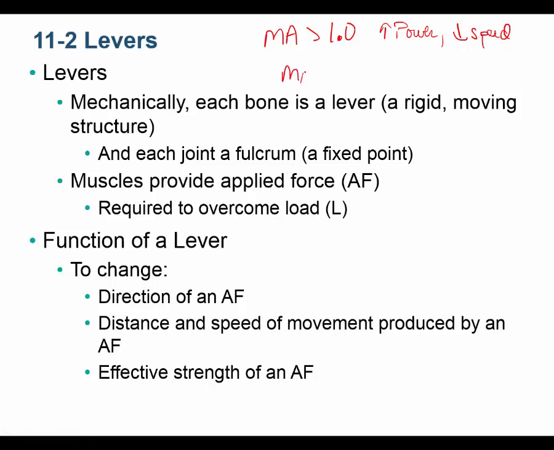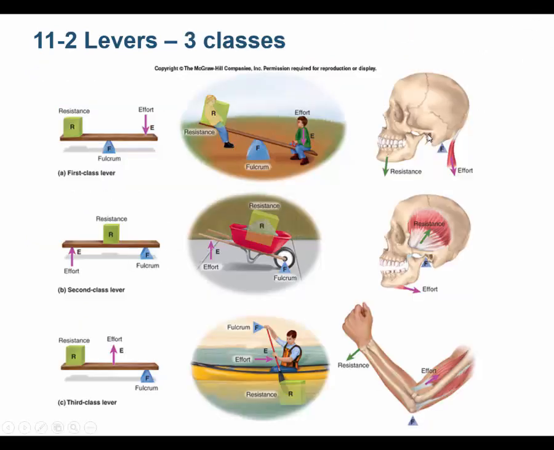Versus if your mechanical advantage is less than one, then you have very little power, but you can generate a lot of speed. All right, we'll look at that in a second. So what's a lever composed of? A lever is composed of a fixed point or a fulcrum. So here's a fixed point. It's composed of the load or the resistance. And it's composed of the effort or applied force. Sometimes we call the effort the applied force.